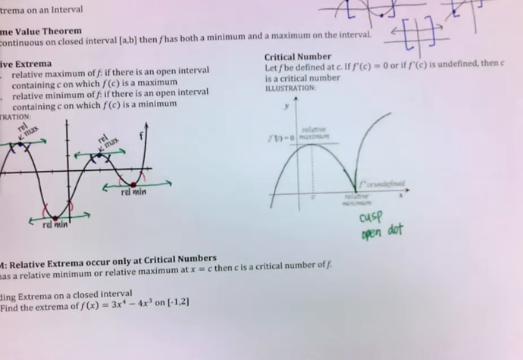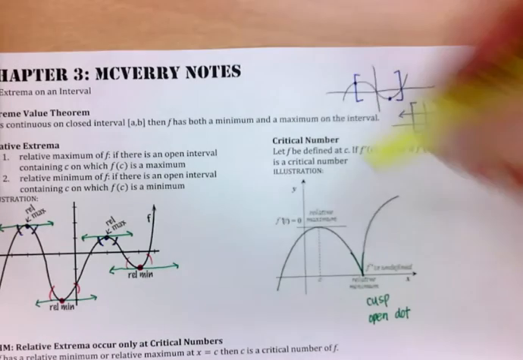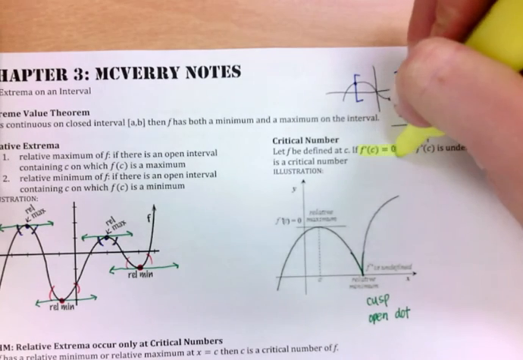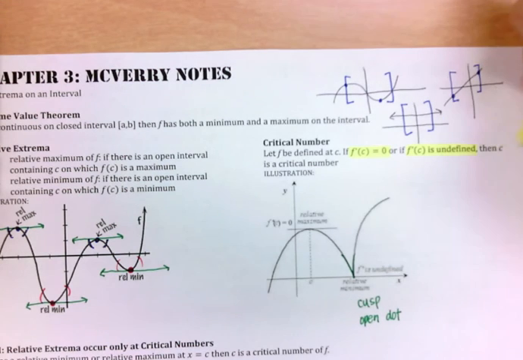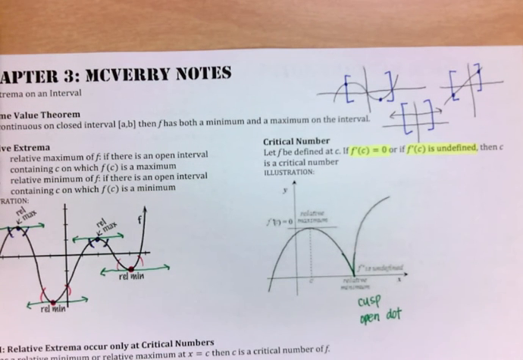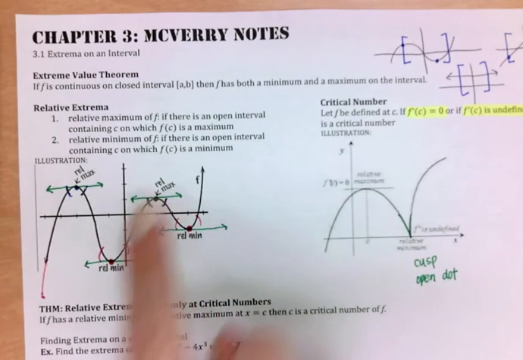So there are two cases where you're going to have a critical number: when your derivative at a number is 0, and when your derivative is undefined. Those are the two ways that you can find these locations very quickly.